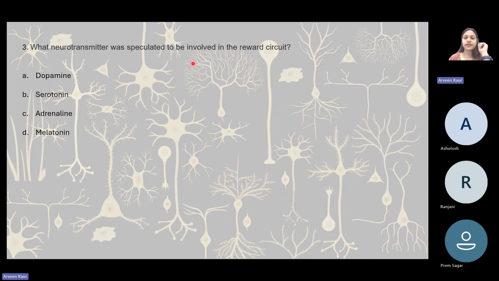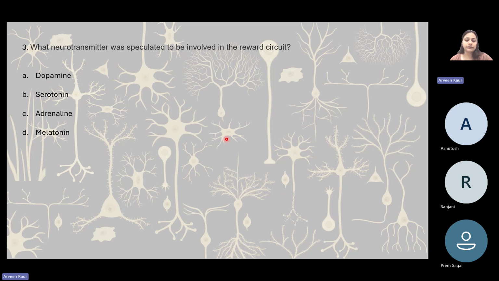So, what neurotransmitter was speculated to be involved in the reward circuit? Was it dopamine or serotonin or adrenaline or melatonin? In the previous class, I had a table in which neurotransmitters were listed and their functions were also listed along with them. So, even if you had gone through that, you would know this.